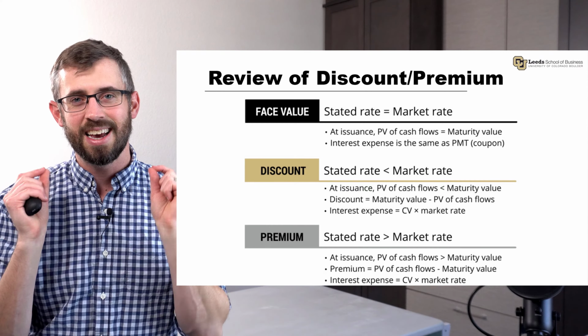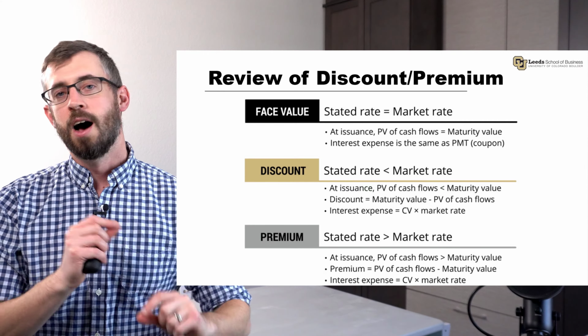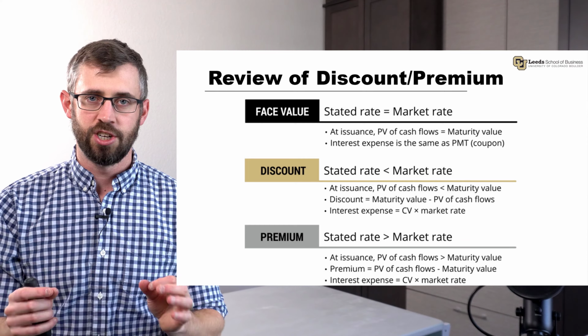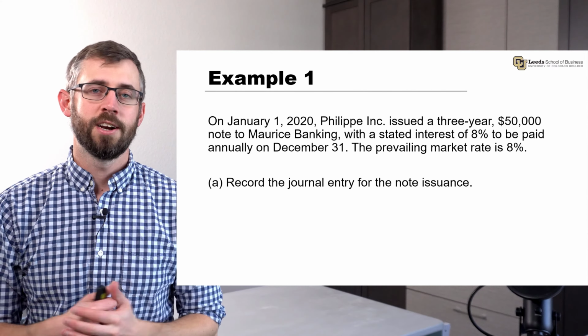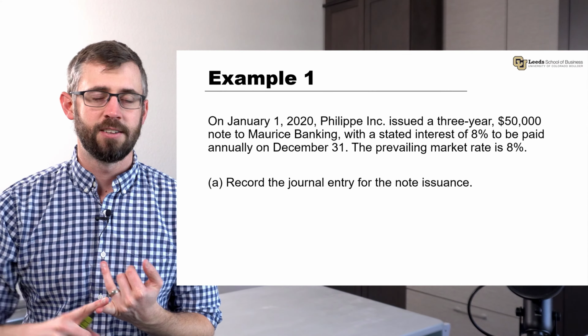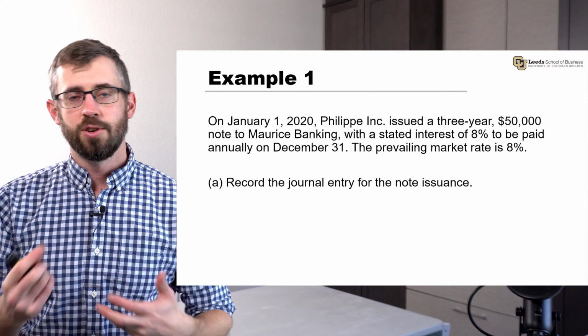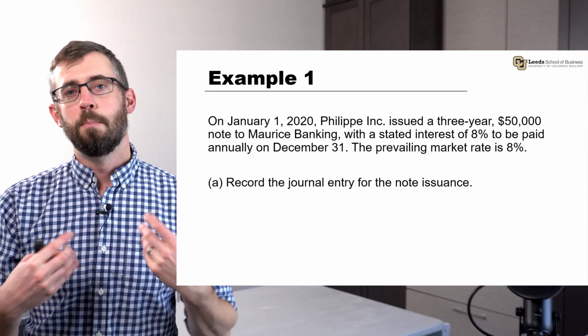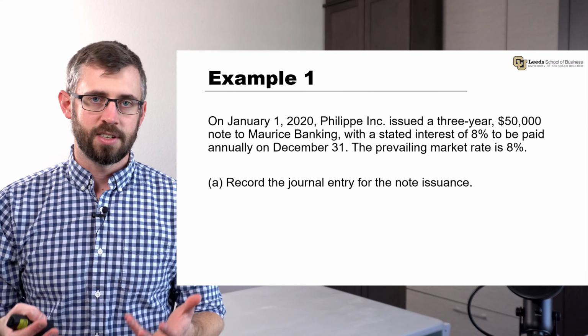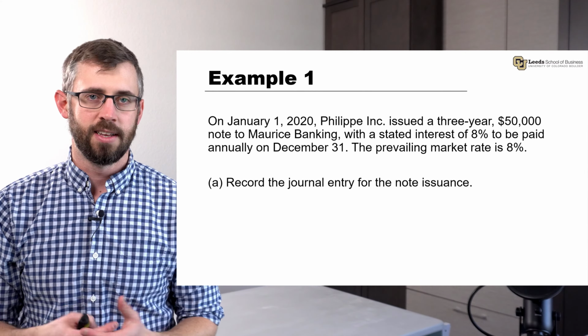So those are key formulas for this topic that you want to write down and keep on a cheat sheet for the exam. So what I'm going to do here is walk through 3 examples, one at face value, one at a discount, and one at a premium, just to illustrate how the borrowing and the interest and coupon payments work in each of these scenarios.